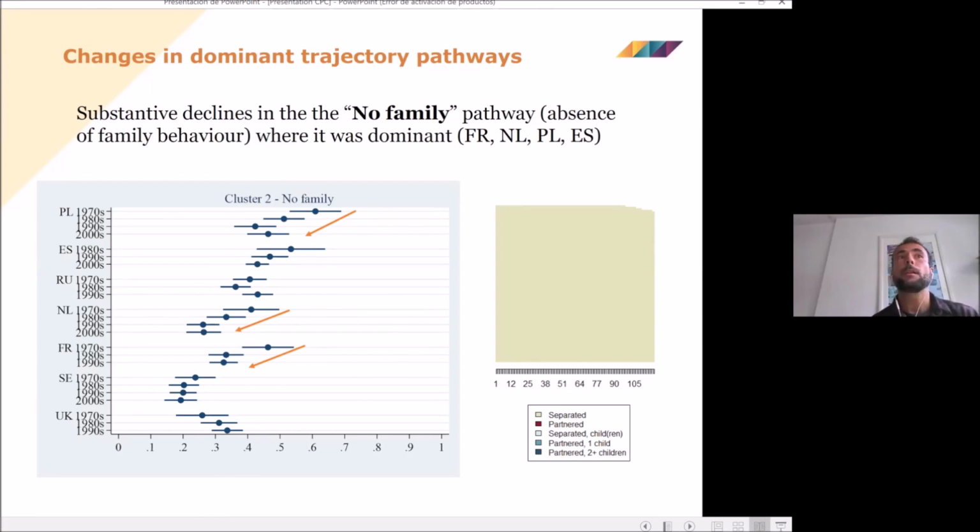So first here, we observe this no family pathway, which is zero complex and was dominant in the 1970s. Among the laggards, more than 40% of separated women follow such a pattern. And if we focus only on Spain and Poland, it was more than 50% of women. So this pattern has dramatically decreased since the 1970s to date.